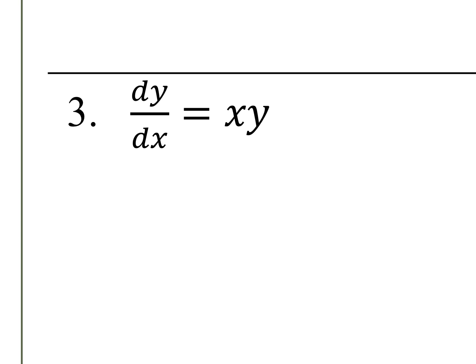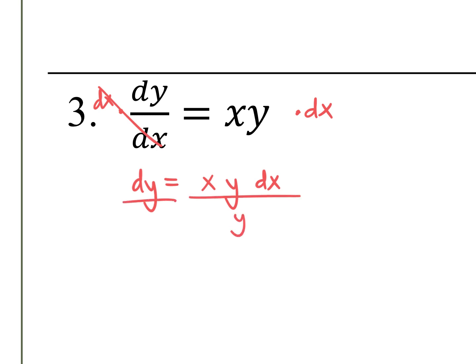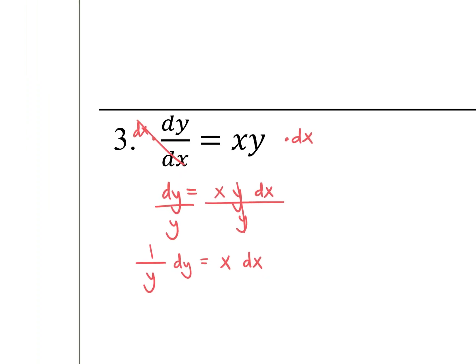Okay? I have to get rid of this dividing by x dx. So times by dx on both sides. And I've got dy is equal to xy dx. How do I get the y to go away? Divide it out. And I get 1 over y dy is equal to x dx. And last separation here before we do a little practice.